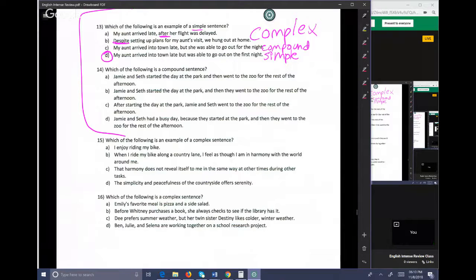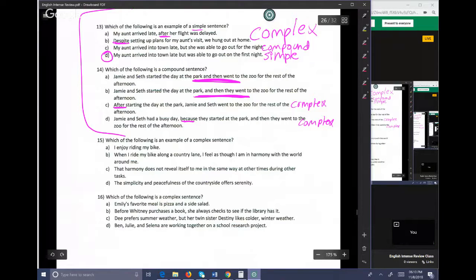14 is looking for compound, which is not going to alter the way that we're going to do this. So the first thing I need to look for is fragments, and there are none. The second thing I need to look for is subordinate conjunctions to identify my complex sentences. And we have 2 of those. So C and D, after and because, are complex. That leaves A and B, which actually, again, just like our last example, is a great way for you to see the minute difference between a simple and a compound if they're organized the same.